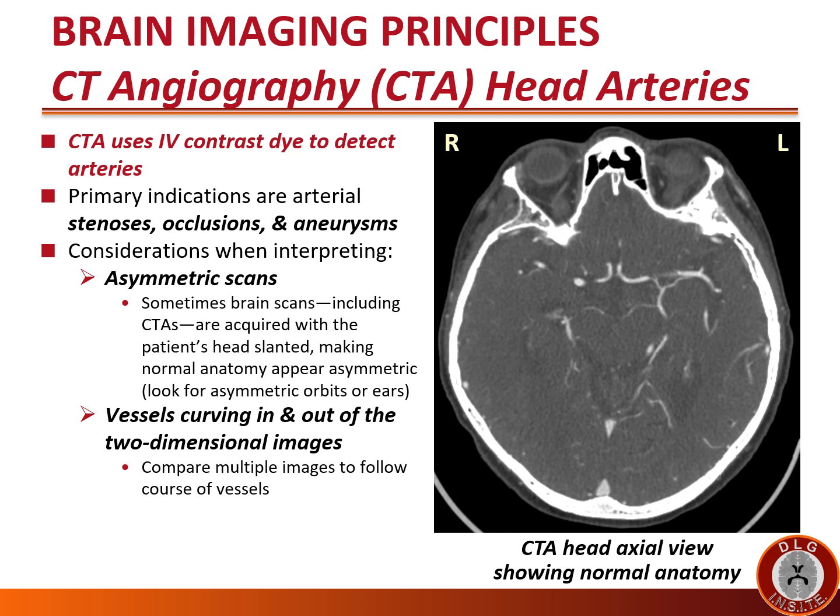There are some considerations when interpreting CTA of the head. First of all, brain scans, including CTAs, may be acquired with the patient's head slanted, making normal anatomy appear asymmetric. First, look for asymmetric orbits or ears to tell if the image has been obtained asymmetrically by the technician. Also, vessels may curve in and out of two-dimensional images. So you have to compare multiple images below and above to follow the course of vessels.